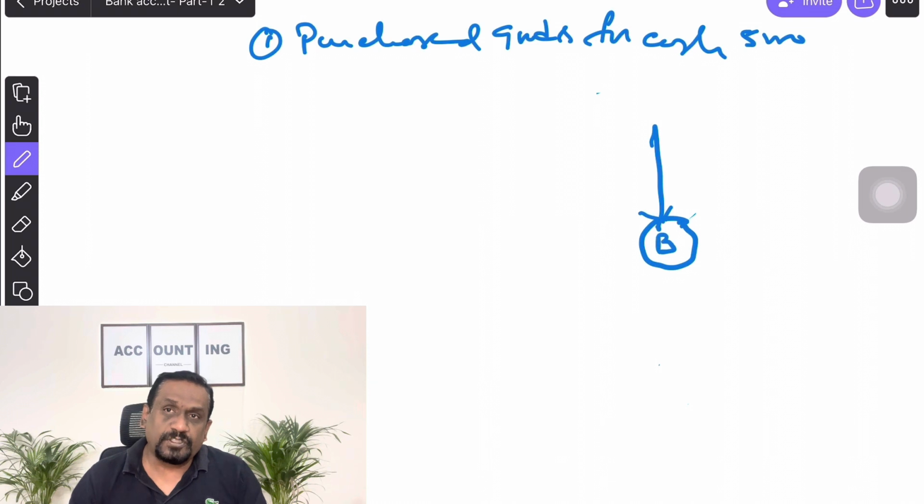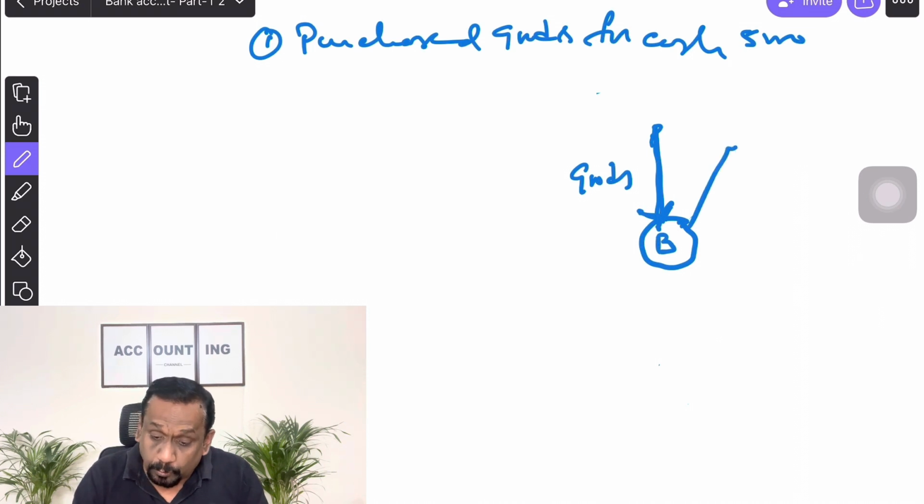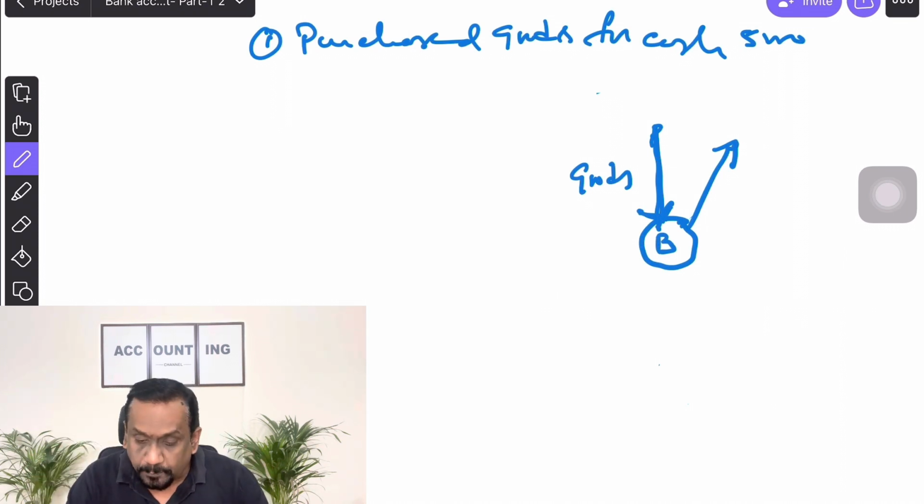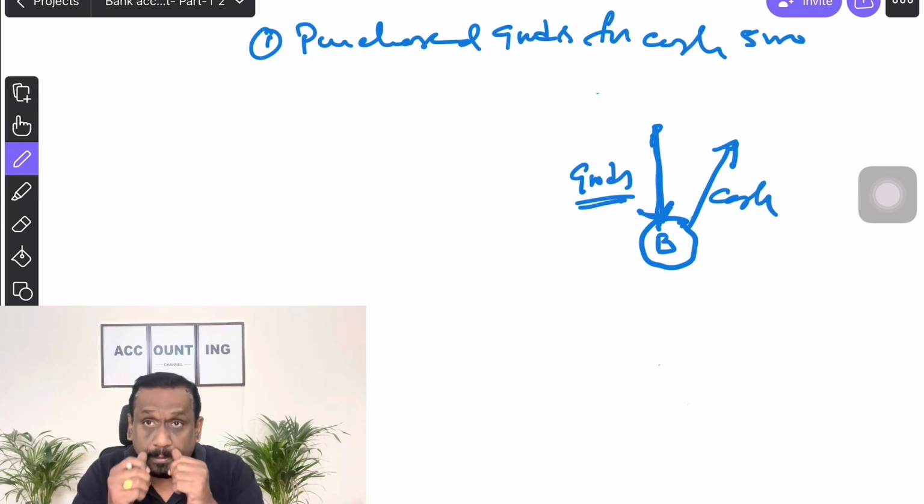So, purchased goods for cash. So, what comes in? See my arrow mark. What comes into the business? Goods. Clear? What goes out? Next question. See my arrow mark. What goes out? When we purchase goods for cash, we give the cash, we get the goods. We, in the sense business. Business gets the goods and gives the cash. So what comes in? Goods. What goes out? Cash. Clear?